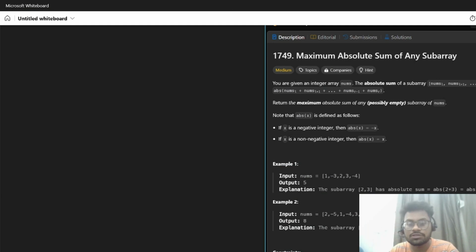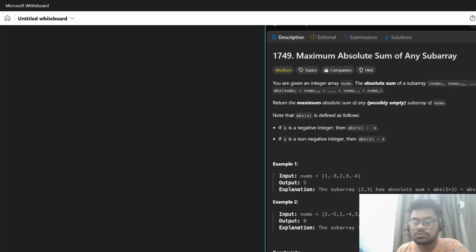So today we're going to discuss the LeetCode problem of the day, maximum absolute sum of any subarray. You are given an integer array nums. The absolute sum of a subarray nums[L], nums[L+1], and so on, until nums[R], is the absolute value of the sum of nums[L] to nums[R].